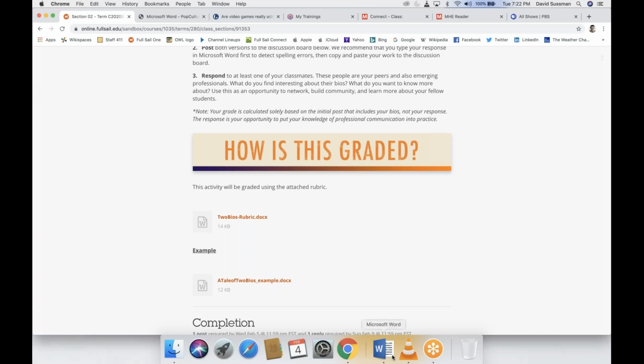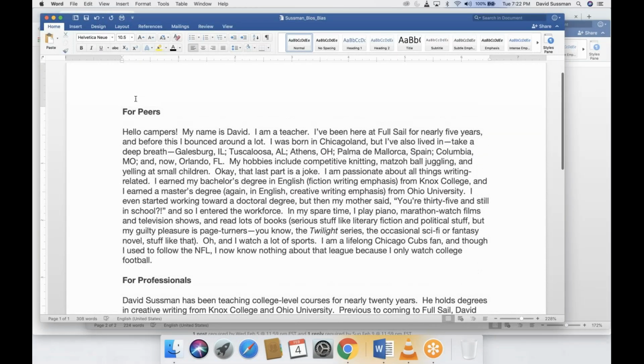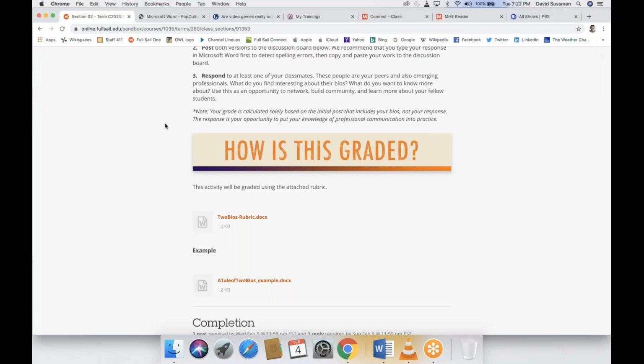Okay. Now, once you have your 2 paragraphs written, you're going to label one for peers, the other one for professionals. You're just going to copy it all and bring it over to the discussion board.